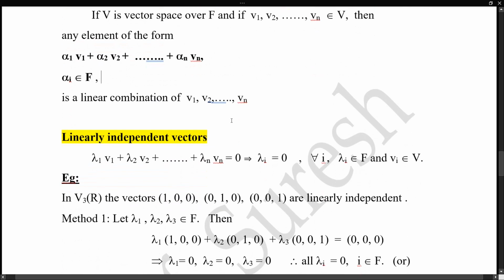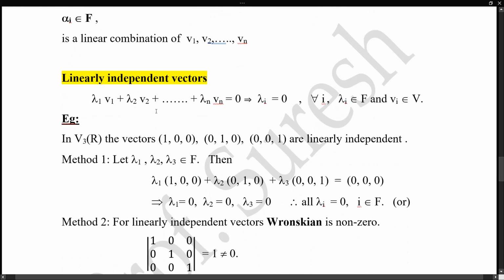Linearly independent vectors. When are vectors called linearly independent? Take this linear combination, where lambda 1, lambda 2, up to lambda n are scalars. Put this linear combination equal to 0 and check whether all the scalars are 0. That is the meaning. To verify the vectors are linearly independent, put the linear combination equal to 0 in general form, which implies all the scalars are 0. Then the vectors v1, v2, up to vn are linearly independent. Here we are saying linearly independent vectors, not scalars.